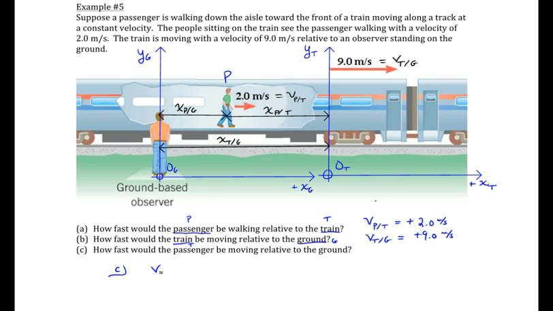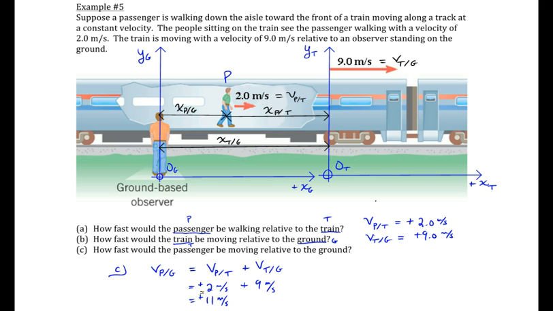Well, hopefully, you're thinking of a possible equation to write. The velocity of the passenger relative to the ground is equivalent to the velocity of the passenger relative to the train plus the velocity of the train relative to the ground. So what you get in the end, if we substitute the velocity of the passenger with respect to the train, is 2 meters per second, positive 2, and the speed of the train relative to the ground is 9 meters per second, you get an answer of 11 meters per second to the right.